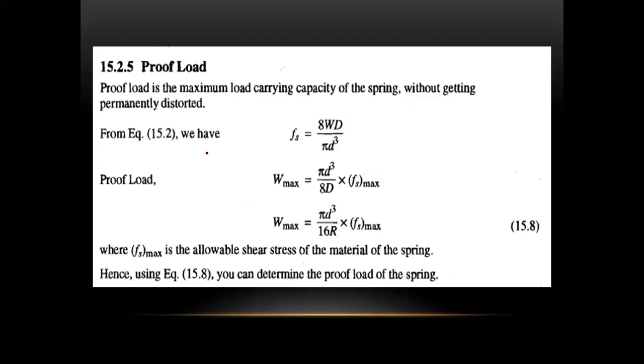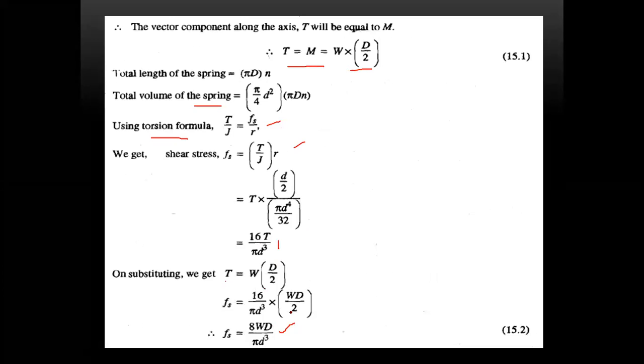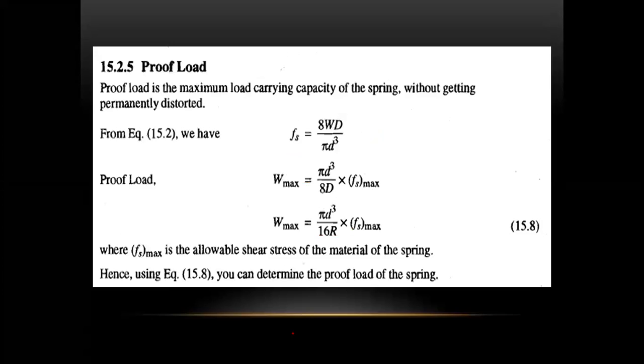Next one. Based upon this 15.2 formula, for deflection and proof load: Fs is equal to 8WD by pi d cube. So the proof load W max is equal to pi d cube by 8D into Fs max, which implies pi d cube by 16R into Fs max, twice the proof load, where Fs max is the available shear stress of the material of the spring. So these are some of the derivations and formulas to be done for this helical spring.